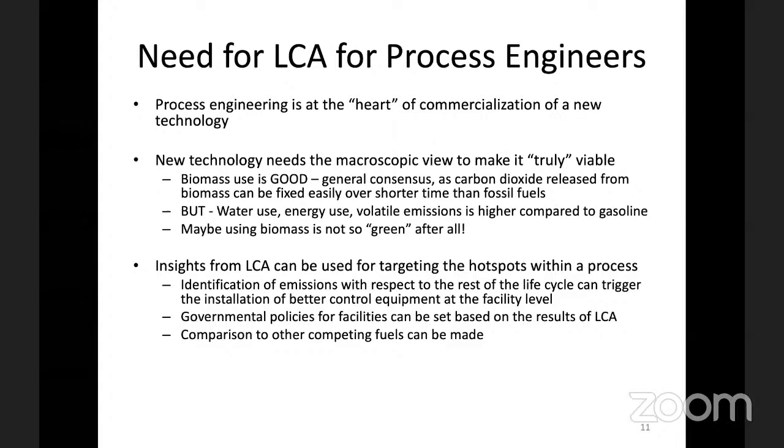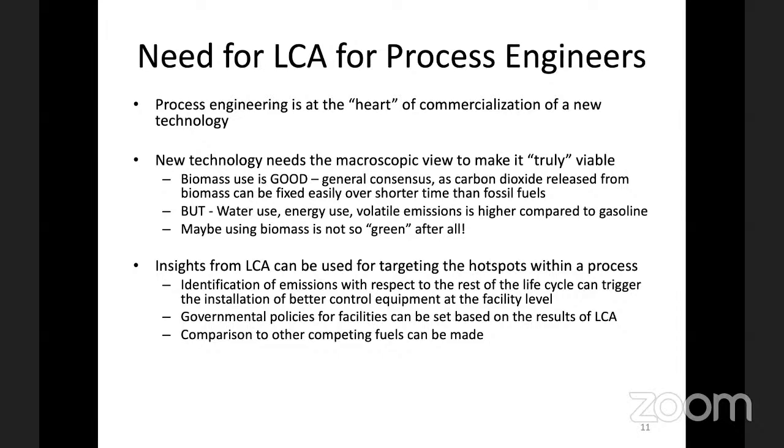So why do process engineers need to have knowledge of life cycle assessment? Process engineering, as we talked about, is at the heart of commercialization of a new technology. You need a process engineer to convert your corn stover into ethanol, and this is the single most important process that you cannot do away with. It is very important for us to go to commercialization. We have to understand the process and the steps in which we can commercialize the technology. New technology needs the macroscopic view to make it truly viable.